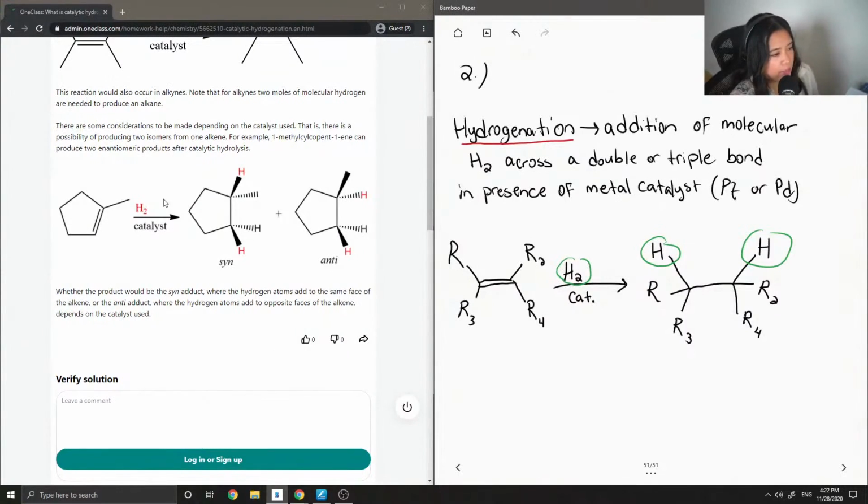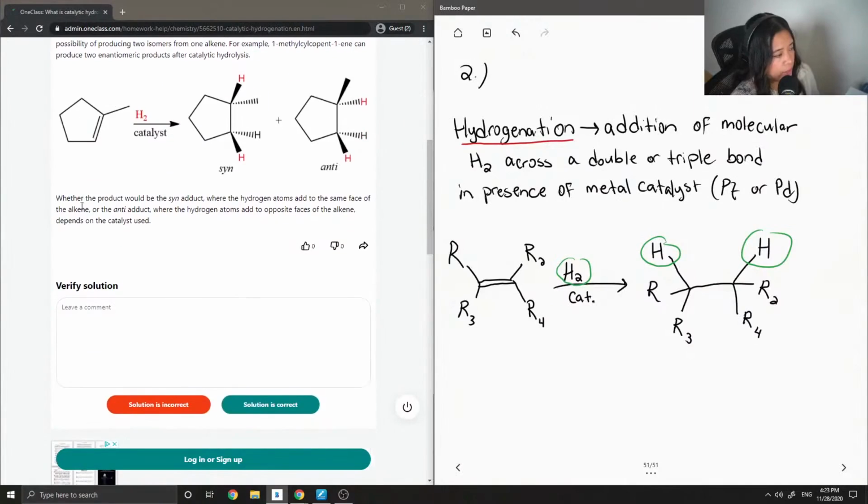So here's an example of how you can get both the syn form of the product and the anti. What they mean by syn is that you'll notice the 2 hydrogens that were added are on the same side. So it's shown here with the solid wedge. And if it was in the anti configuration, one of the hydrogens is on the solid wedge, and the other one is on the dashed wedge.